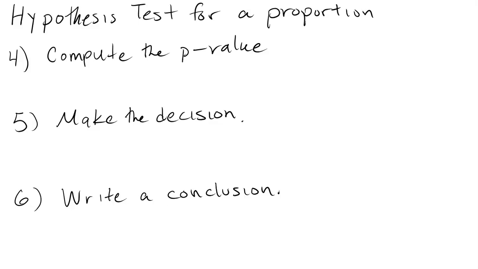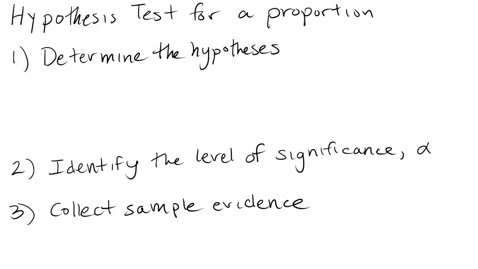Okay, back through the steps. But this time I want to point out what that will look like in our scenario. So in this section, we're going to be doing hypothesis testing for a proportion. So in step 1, when you determine the hypotheses, you're going to have a null hypothesis and an alternative hypothesis that are both for proportions.